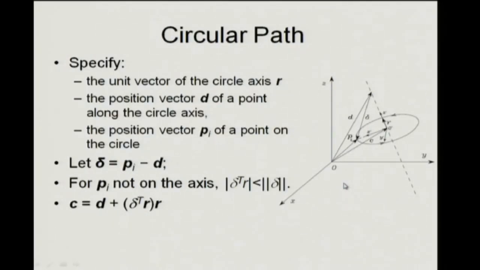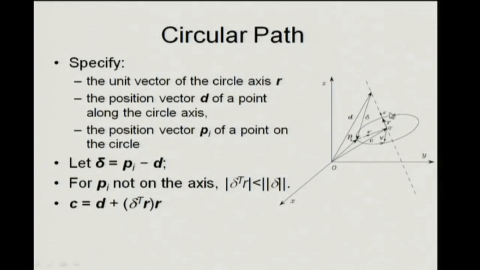Circular path, it is just a matter of what you specify. You need to define a unit vector for the circle axis, and then you need to define a point on the axis. That we know: to define a line we need two things, a direction and a point on the line. Then we need the position vector of at least one point on the circle, because there is an infinite number of circles which exist on this axis. Once I specify one point, then I know that it has to be a constant radius r. The rest is quite simple.